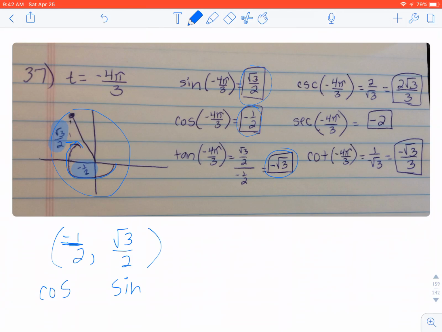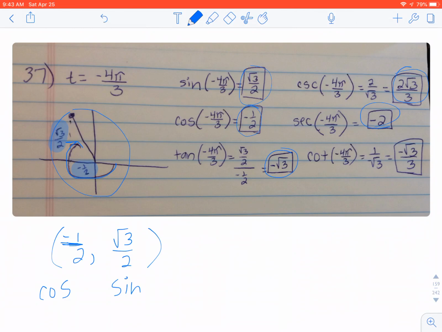The cosecant of negative 4 pi over 3, take the reciprocal of sine. So it's 2 over square root 3. And again, get rid of your square root 3 in the denominator. After multiplying the numerator and denominator by square root 3, you get 2 square root 3 over 3. The secant of negative 4 pi over 3, take the reciprocal of cosine. So it's really negative 2 over 1, which is negative 2.